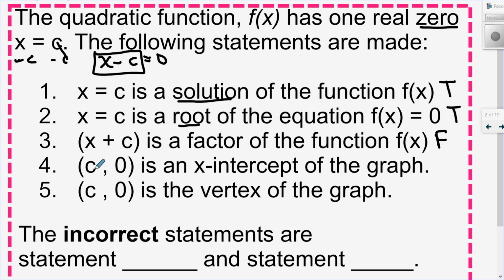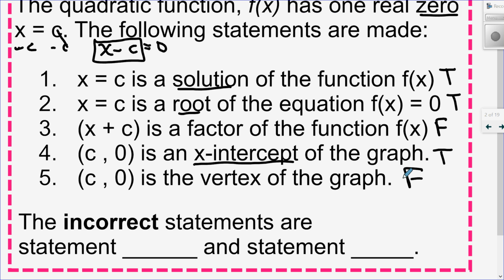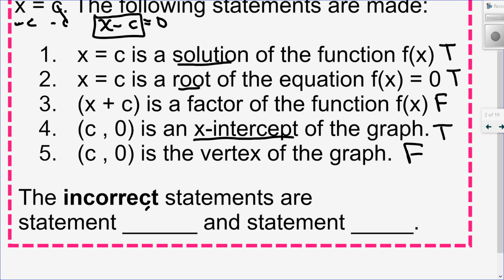Okay, it says (c, 0) is an x-intercept of the function. That is true because zeros, solutions, roots, and x-intercepts all mean the same thing. And then the last statement, that (c, 0) is the vertex, that is false. It has to be the x-intercept. So the statements that are false are statement number 3, and statement number 5.